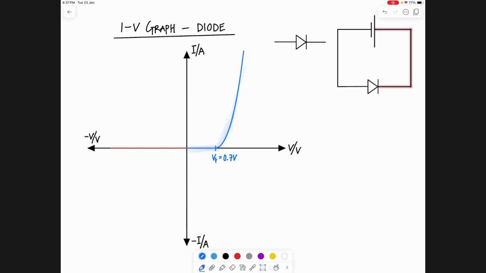Anyways, এটাকে বলা হয় forward biased. This is the place where your current is allowed to pass through.